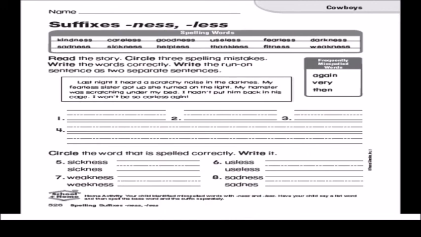The next page is page 526. Suffixes ness and less. Read the story and circle 3 spelling mistakes. Write the words correctly. Write the run-on sentence as 2 separate sentences. We have a run-on sentence, 1 sentence, and you have to write it as 2 separate sentences. Okay.